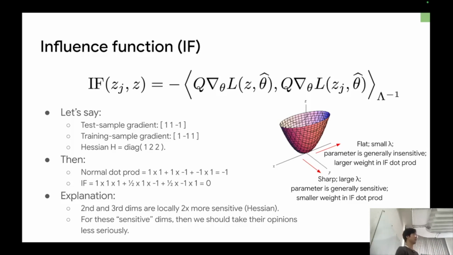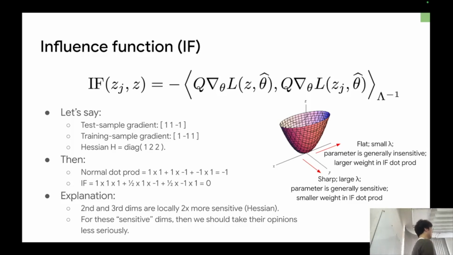Of course, in an actual deep neural network, the Hessian matrix will have a very skewed distribution of eigenvalues. So you'll actually have quite some dynamics here in terms of the weights you give for each dimension. But conceptually, you're still doing some kind of dot product here. Okay, so what's the intuition here?